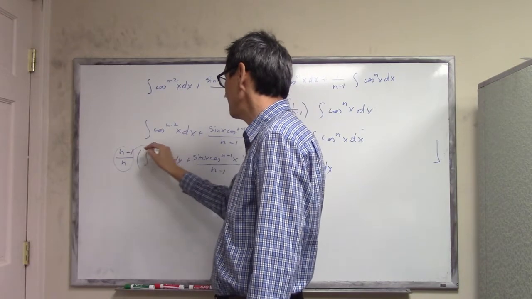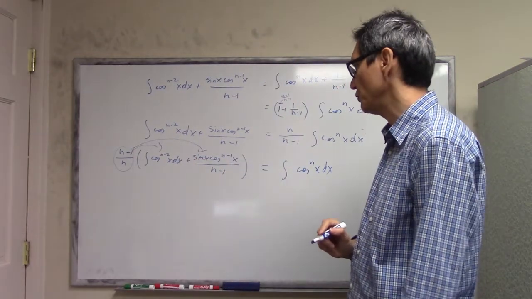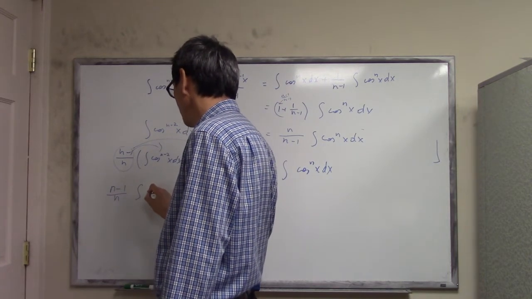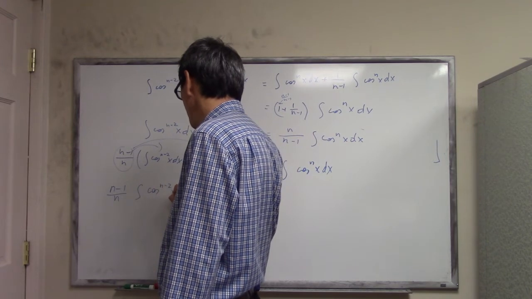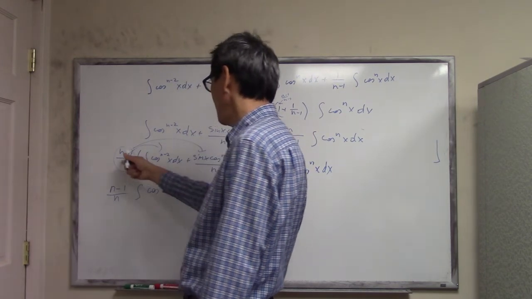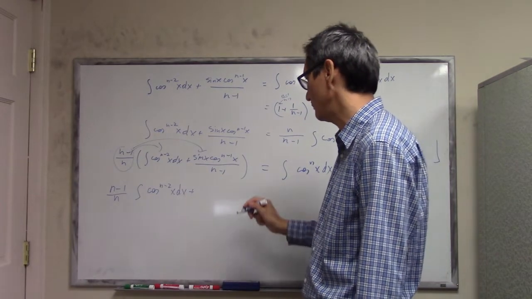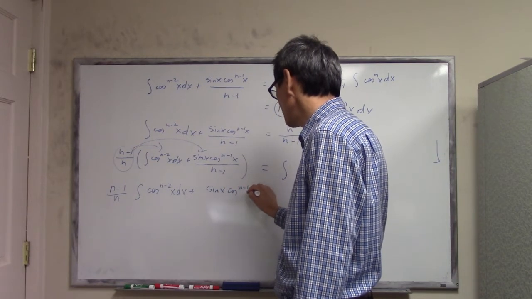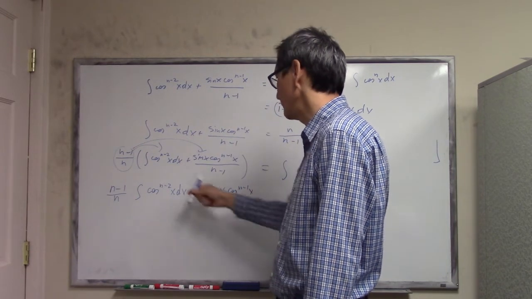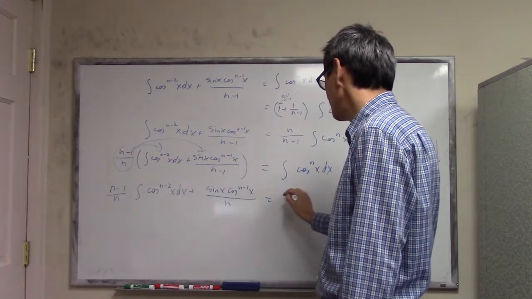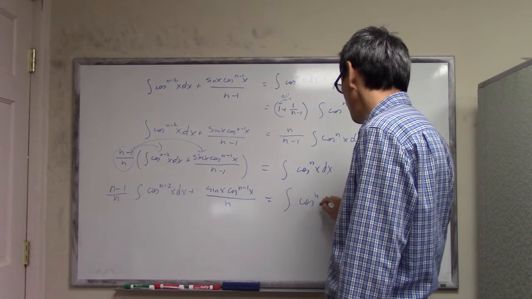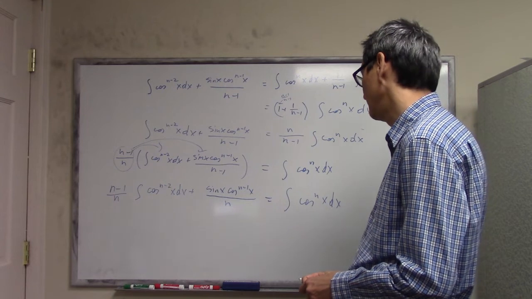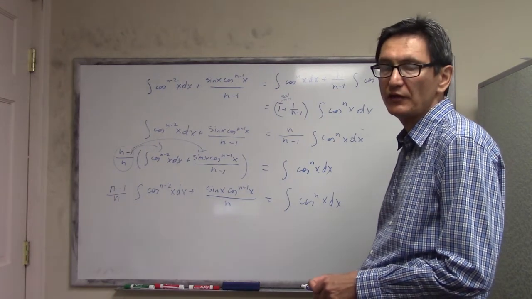Distribute that coefficient, and if we distribute it, we're going to get n minus 1 over n integral of cosine raised to n minus 2 x dx plus, n minus 1 and n minus 1 cancel out here, so we have sine x cosine raised to n minus 1 x over n, because n minus 1 and n cancel out, equals the integral of cosine n x dx. And that is the formula we are looking for. That is the cosine reduction formula.